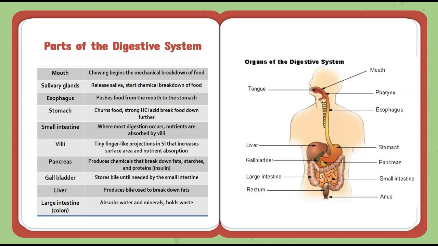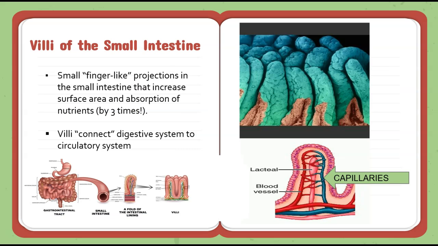Then we have the gallbladder. This is where bile is stored until it is needed by the small intestine. Then the liver produces bile and specifically targets and breaks down fats and other waste products. And then lastly is the large intestine. This is where water and minerals are absorbed, as well as where it holds waste within the digestive system.